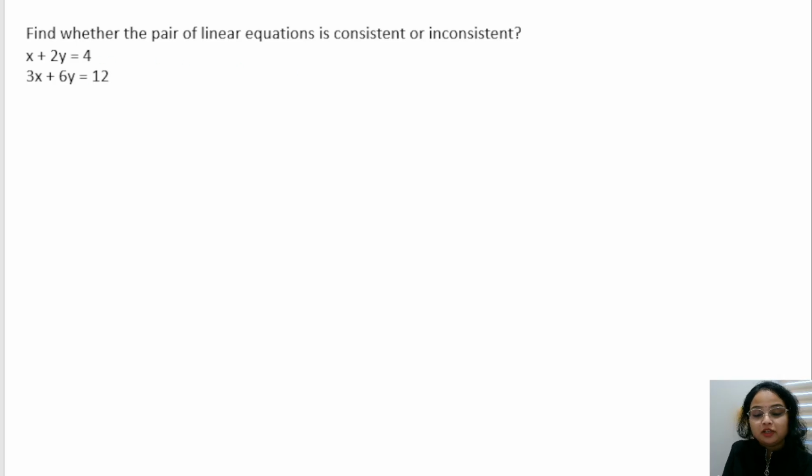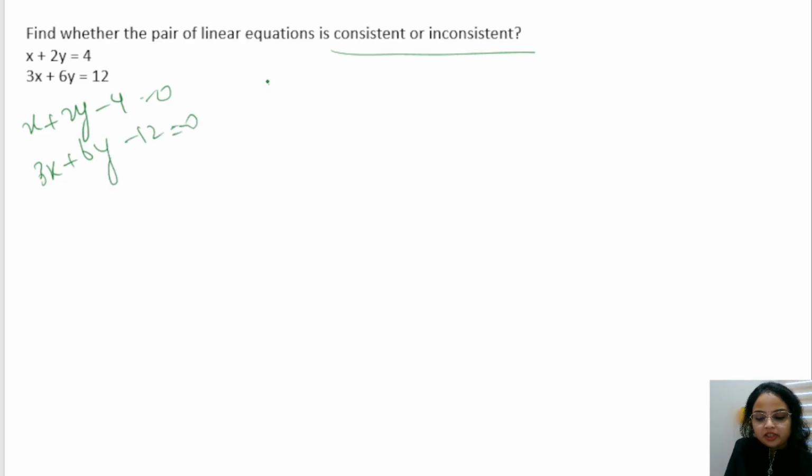Find whether the pair of linear equations is consistent or inconsistent. We will represent this in the standard form. It is x plus 2y minus 4 is equal to 0, and 3x plus 6y minus 12 is equal to 0. So here we will take a1 by a2. It is 1 by 3, the coefficient of x in the first equation divided by the coefficient of x in the second equation.